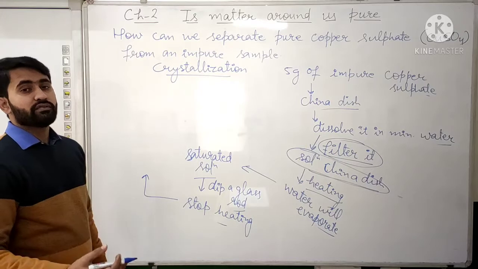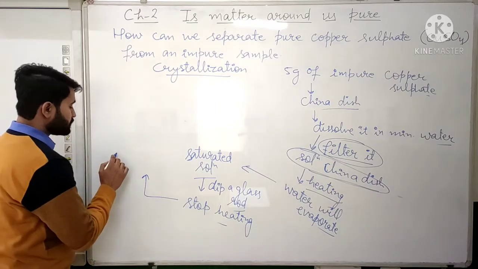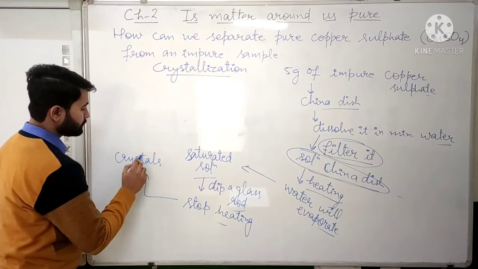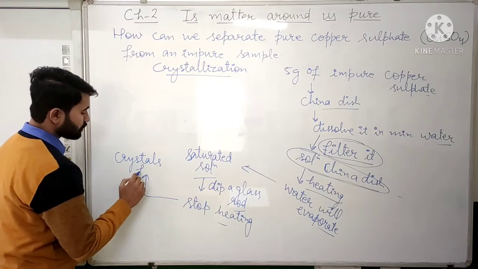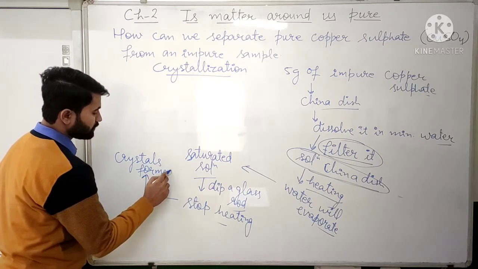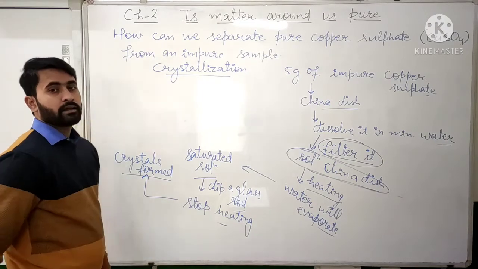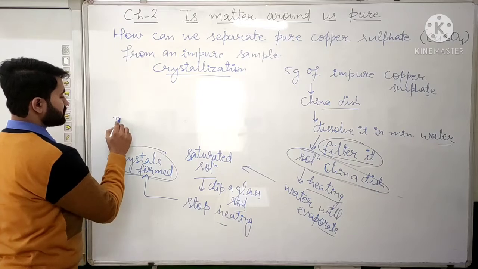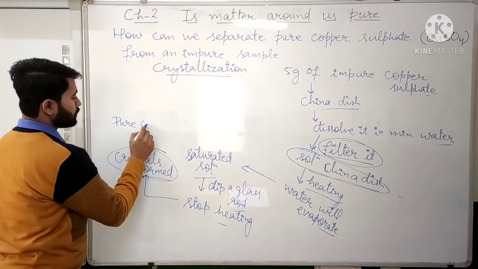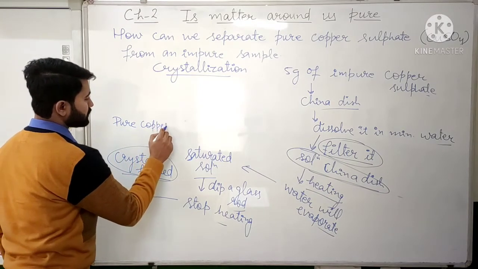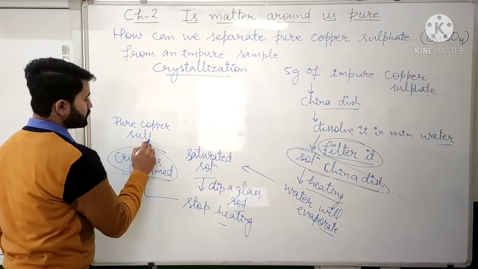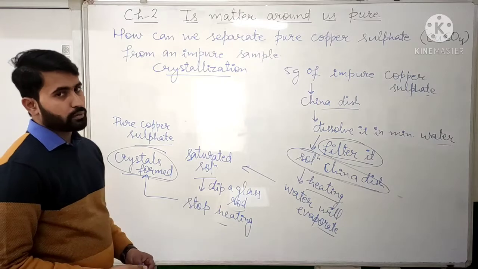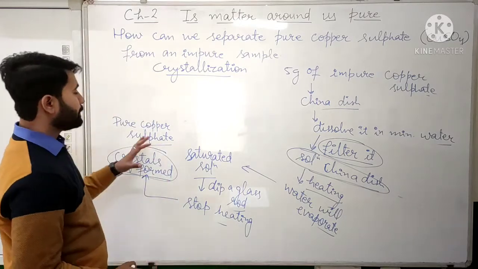So what will we observe? We will observe that crystals will be formed. At the bottom, the crystals of copper sulfate will be formed. Now this is the pure copper sulfate. These crystals will be of pure copper sulfate. So in this way we can obtain the pure copper sulfate from an impure sample.